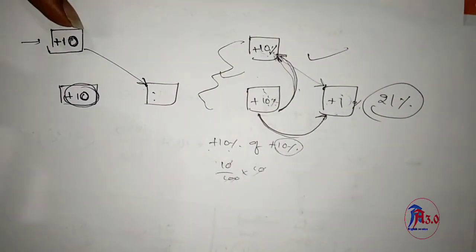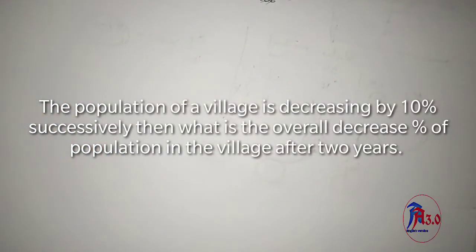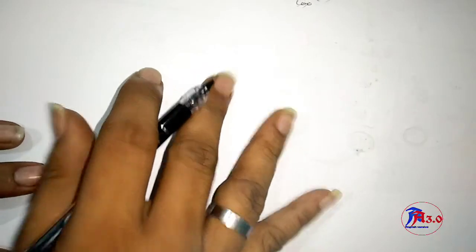So here let us see the decrease type of question. Here is the question. The population of a village is decreasing by 10 percentage successively, then what is the overall decrease percentage of the population in the village after 2 years? Let us try to solve this question.